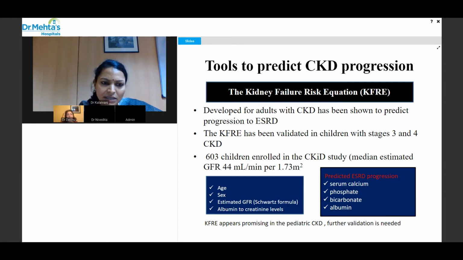In that study, they enrolled around 603 children with CKD in the CKiD study, with a mean GFR of 44 ml per minute per 1.73 meters square, and the criteria were age, sex, and a GFR estimation derived by the Schwartz formula, albumin to creatinine level, and calcium, phosphate, bicarbonate, and albumin. But the KFRE equation appears promising in pediatric CKD, but it requires further validation.